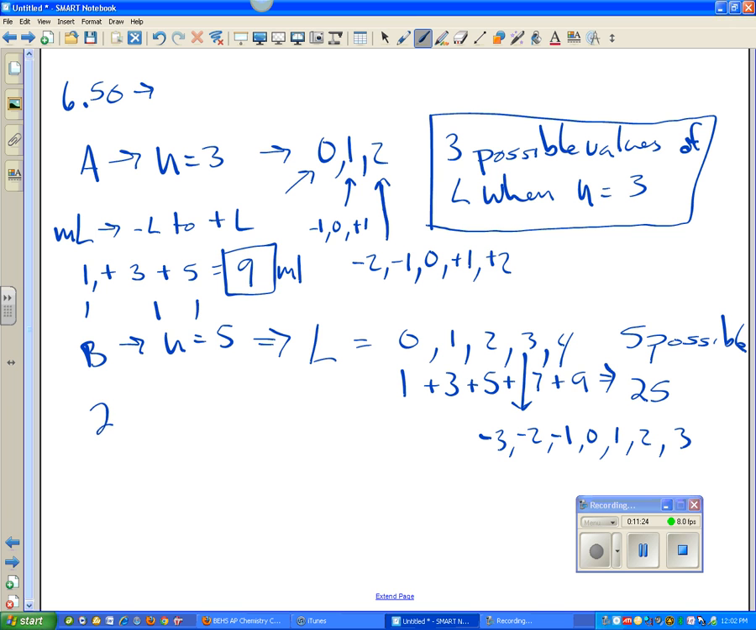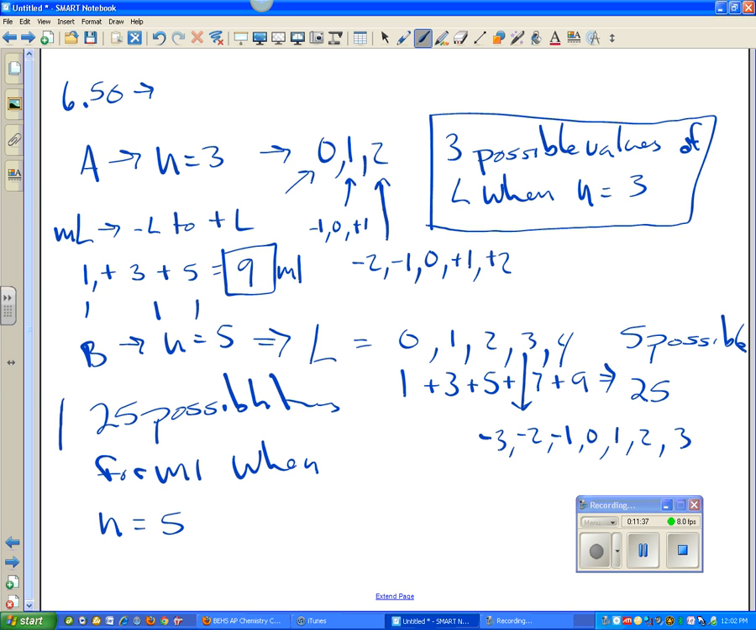All right, so this is 9 plus 9 is 18 plus 7 is 25. So 25 possibilities for ML when n equals 5. All right, that's 6.50. Now, it's not on your homework, but it's a good exercise.